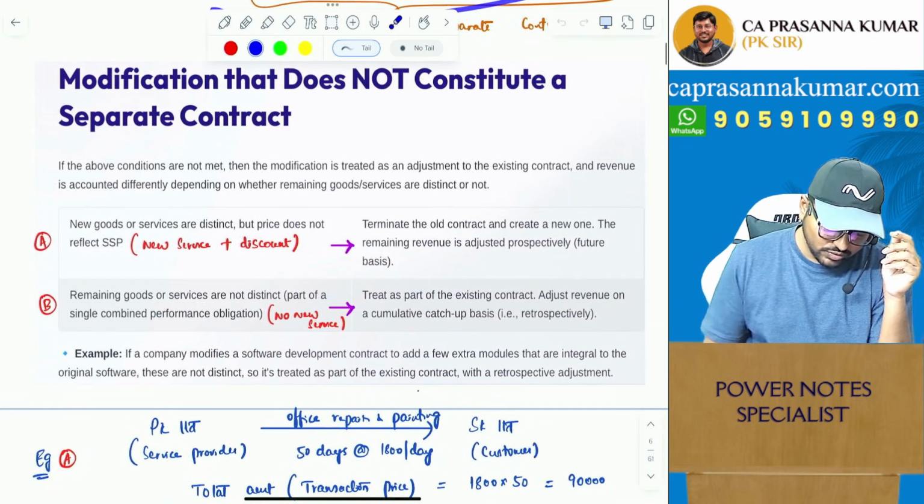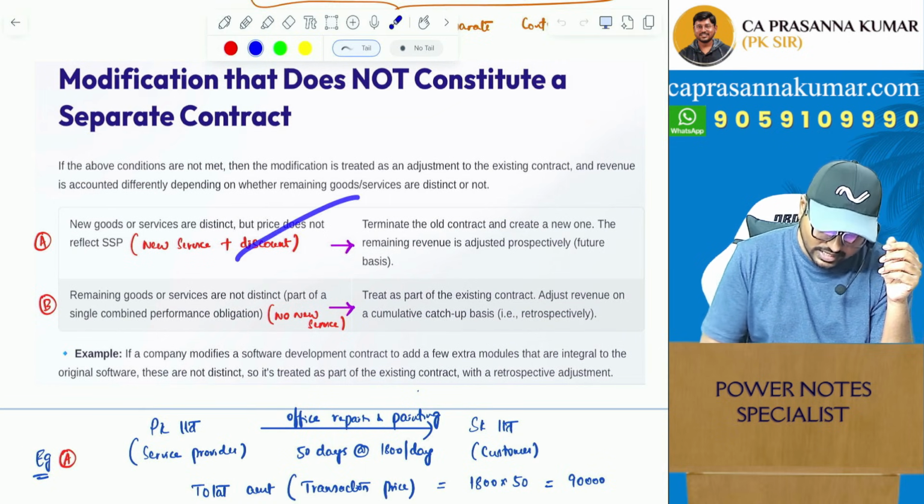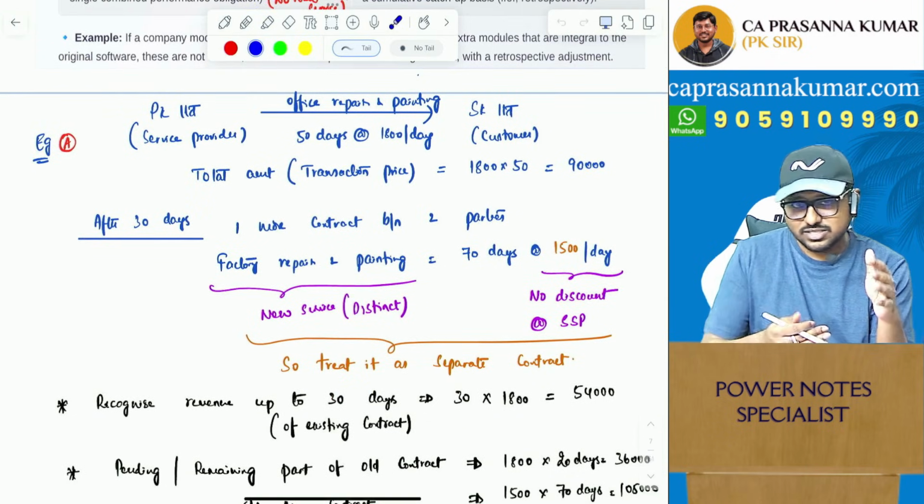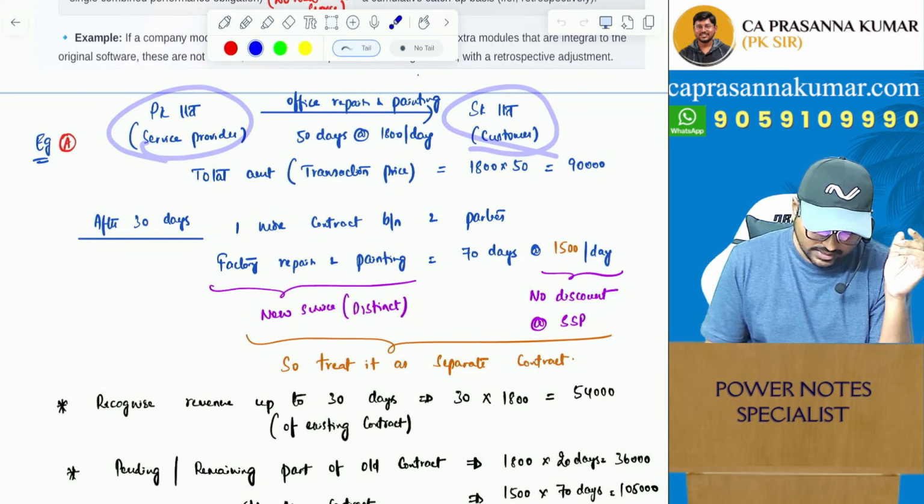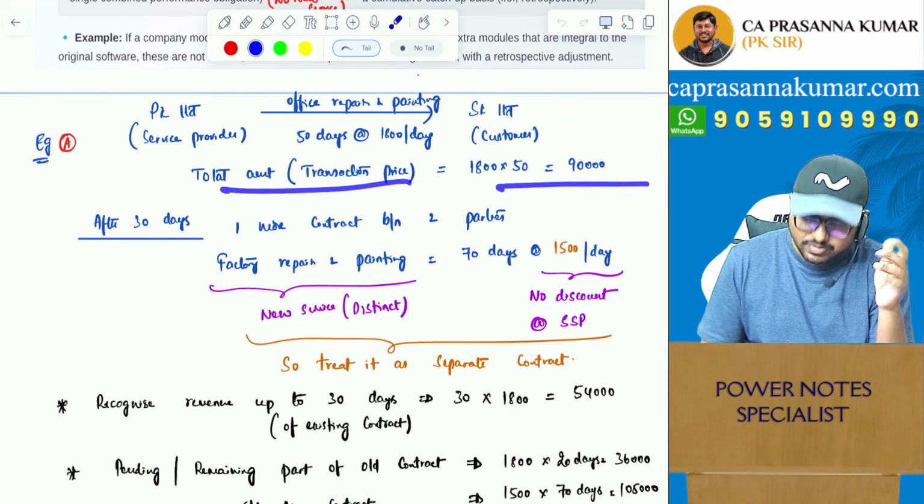Now, moving on to the next one: a modification that does not constitute a separate contract. Under this, again, there are two scenarios. Let's try to understand. Look at this example. It is an extension of the earlier example. PK Limited, same. SK Limited, same. Office repair and painting, same. 50 days at 1800 per day, same. Total transaction price, same.